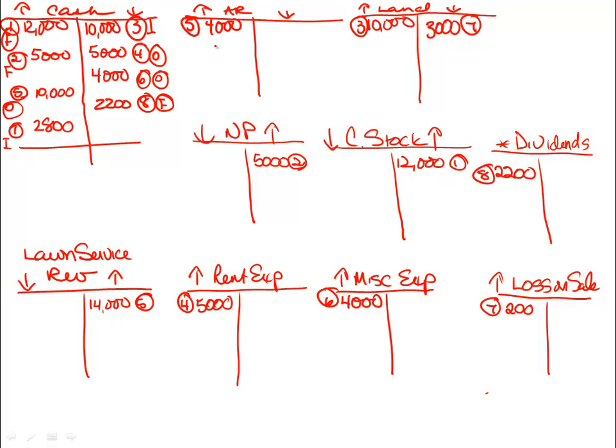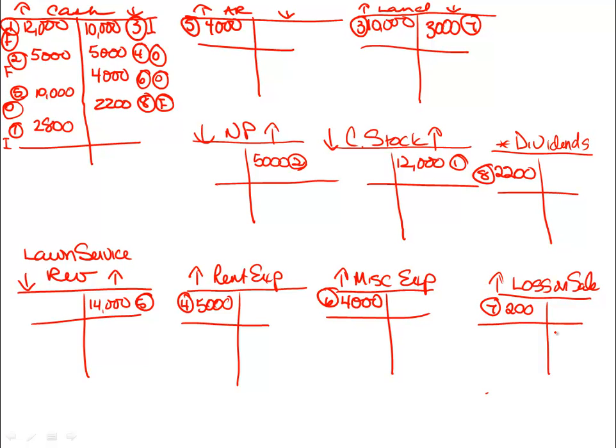So once we have posted everything, the next thing we do is we find the balances in each of these accounts. So if I add up my debits to cash and subtract out my credits to cash, I find that cash has a balance of $8,600. And that's the balance I will use when I do the cash flow statement. Accounts receivable only had one transaction, so it has a balance of $4,000. Land had a debit of $10,000, a credit of $3,000, so it nets to a debit balance of $7,000.